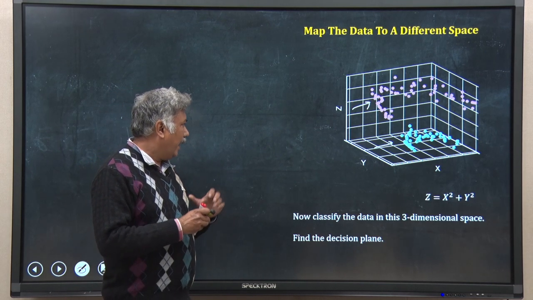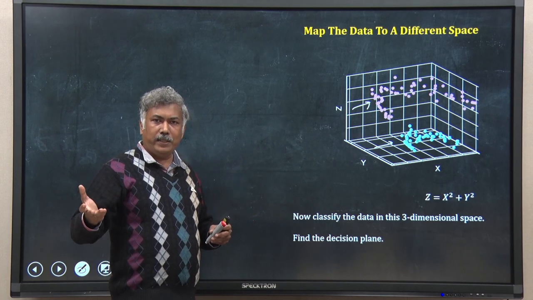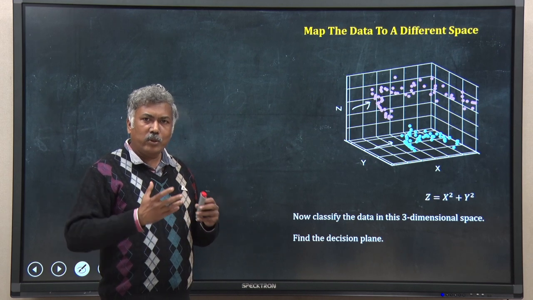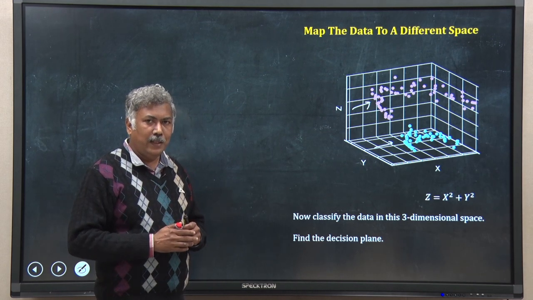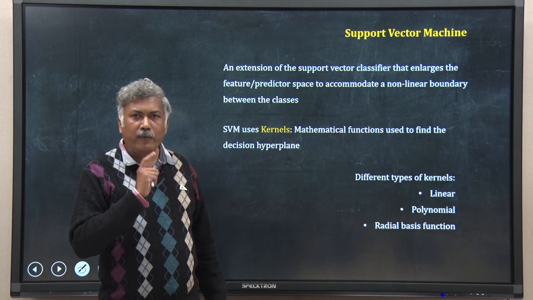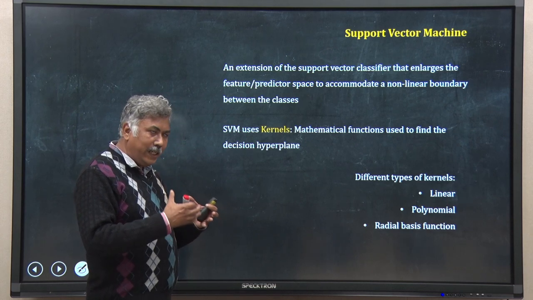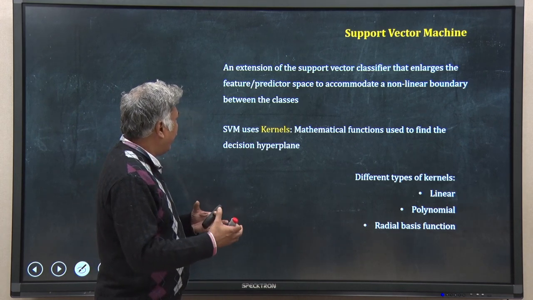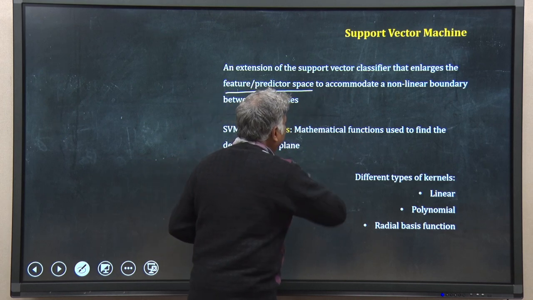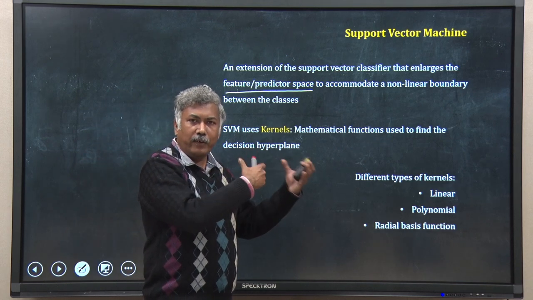So, what have I done? I have mapped my data from its original dimension to a higher dimensional space, and I used a quadratic equation. It does not mean that I always have to use a quadratic; I have to choose the right function to do this mapping. And that is what is done in the support vector machine. The support vector machine is an extension of the support vector classifier, where you are not working on the original data set. Rather, you are mapping the data to a new space, enlarging the feature and predictor space to accommodate the nonlinearity in the data.